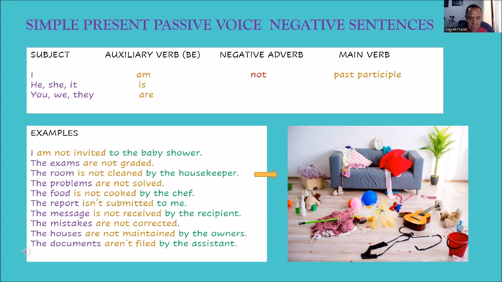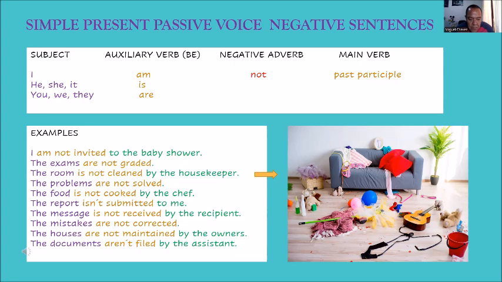Examples. I am not invited to the baby shower. The exams are not graded. The room is not cleaned by the housekeeper. The problems are not solved. The food is not cooked by the chef. The report isn't submitted to me.